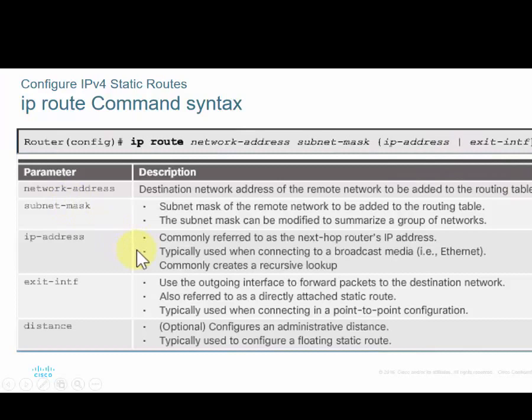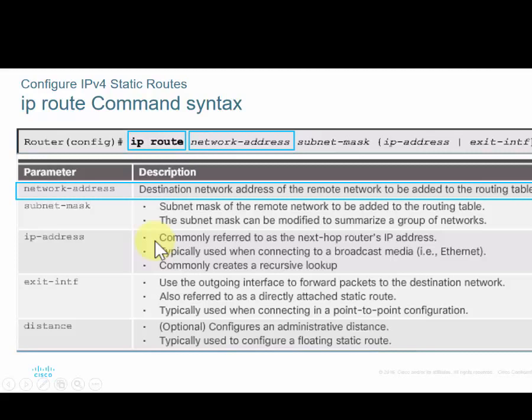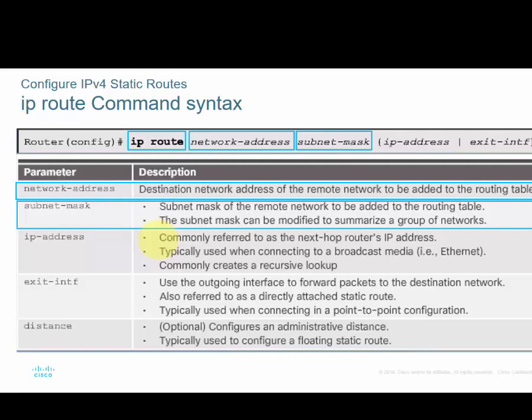Okay, so first we have ip route, the main command. The next parameter is the network address. The network address refers to the destination network address of the remote network that needs to be added to the routing table. Often this is referred to as the prefix, and as we go through, we'll notice that. And then we have the subnet mask, or just the mask, of the remote network to be added to the routing table. The subnet mask can be modified to summarize a group of networks here.